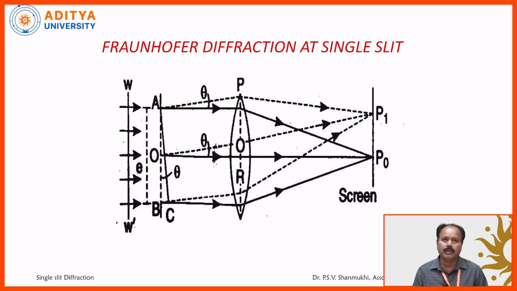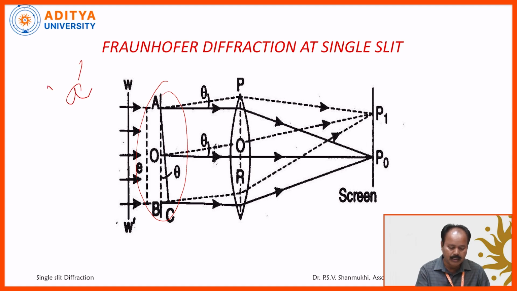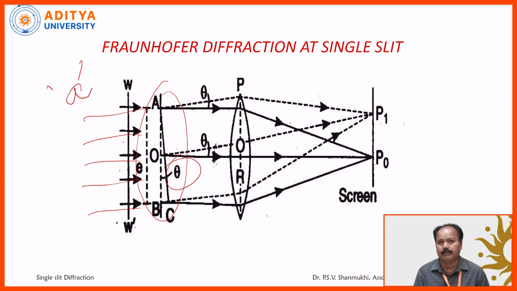Now coming to single slit diffraction, the Fraunhofer diffraction at a single slit. We are considering a rectangular slit whose length is perpendicular to the plane of the board or the paper, and the width of the slit is given by small a. From the side, the light rays are passing through the slit. Because of diffraction, the light rays are bending and the angle of deviation is given by theta.